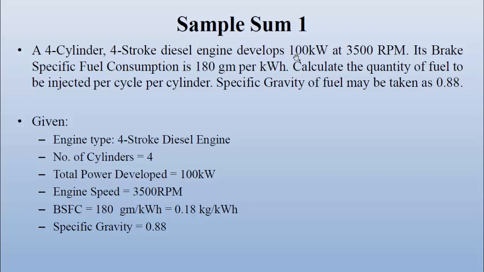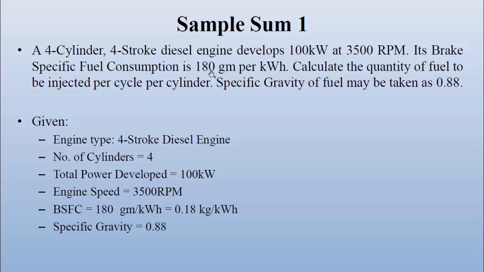It is developing 100 kilowatts of power. So this is your brake power for the entire engine. For all the 4 cylinders combined, you will get 100 kilowatt. And what is the engine speed? It is 3500 rpm. The brake specific fuel consumption is given as 180 gram per kilowatt hour.